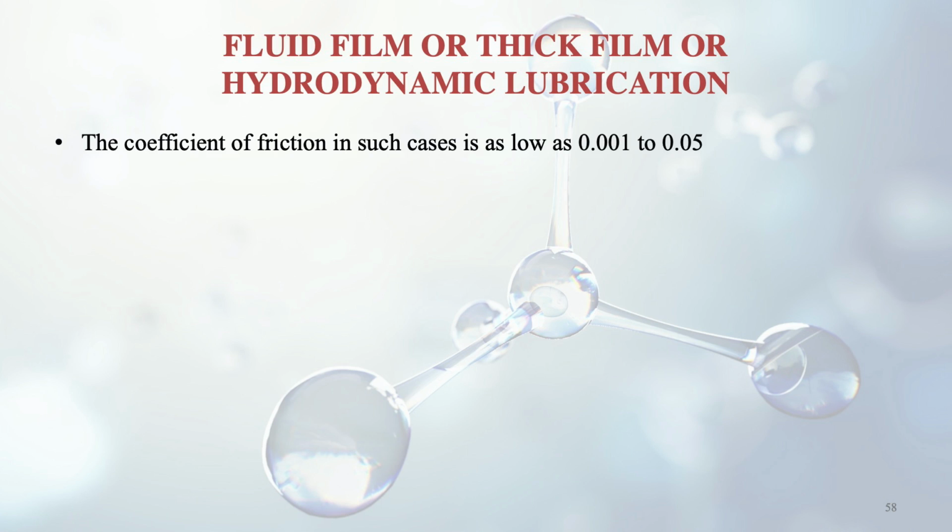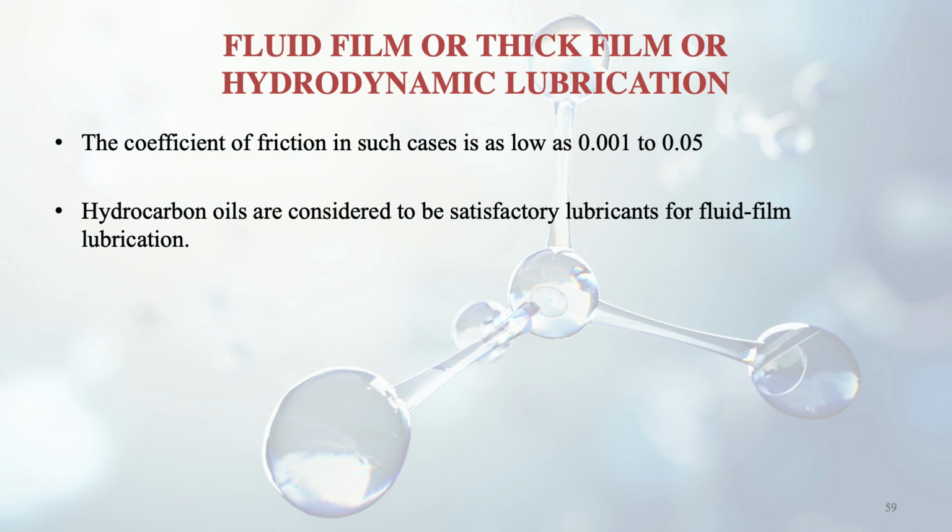And the coefficient of friction in such cases of hydrodynamic lubrication is as low as 0.001 to 0.05. So due to the use of this lubricant, the coefficient of friction is reduced to a very high extent. And what we are using in this are actually hydrocarbon oils, like we have studied CH4 and all those bonds are there. They are considered to be satisfactory lubricants for fluid film lubrication.